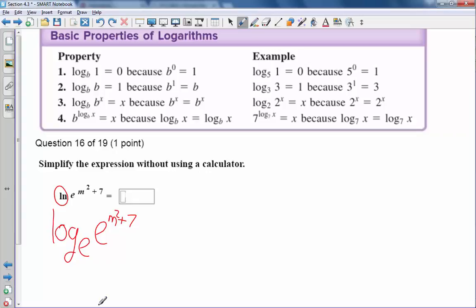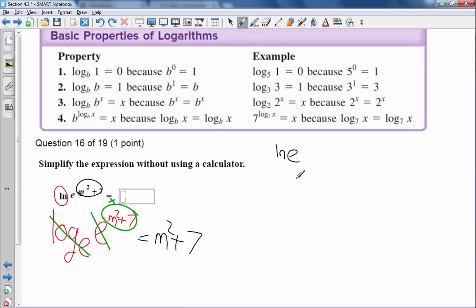No matter how wild or weird looking this is, just consider it x. You have two or more items here, but still it's one big chunk of exponent. These will cancel, and that exponent will be the only thing surviving here. So it is m squared plus 7. But very important, all these items must be on the exponent.